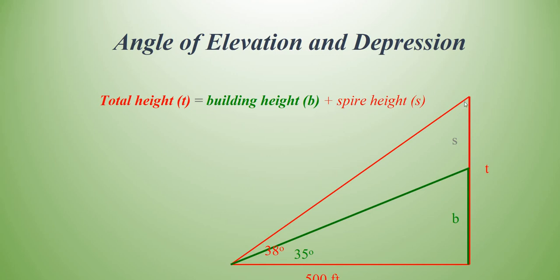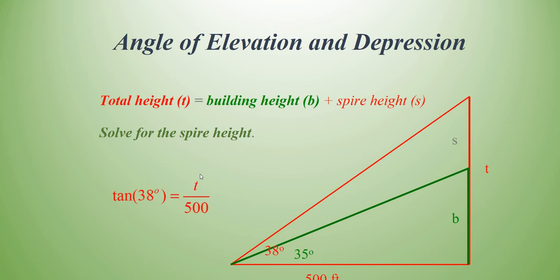From the beginning, we calculate the distance AB, that's the first step. In the second step, we find the distance TB, and we subtract to get the distance AT. Let total height be T, building height B, and spire height S. B plus S equals T.